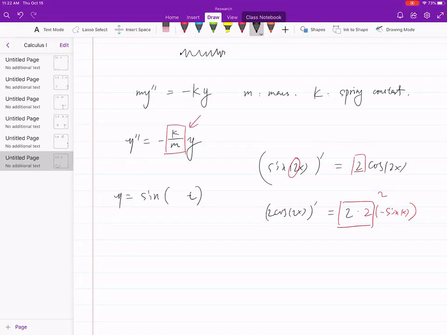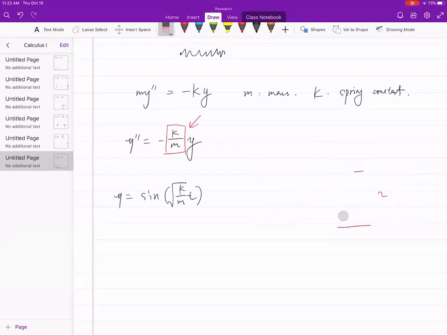So I think it makes sense for me to do that. You do it once, you get the square root of k over m. You do it another time, you get another square root of k over m. You got two of them, so k over m. Sounds good?